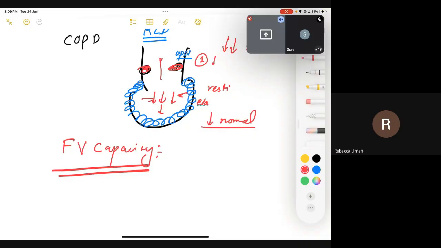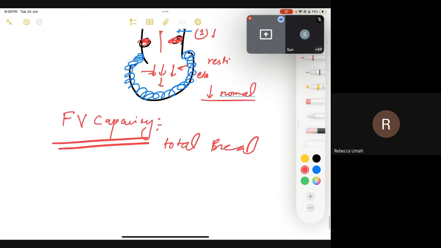It's the air expired in that total breath, right? I have expired the total. That's basically the forced vital capacity. We already discussed that, right? Okay.